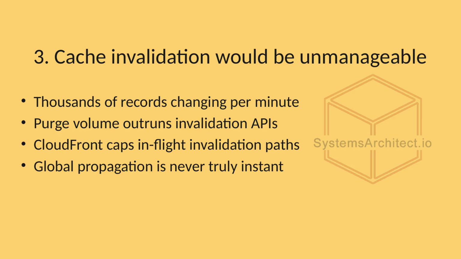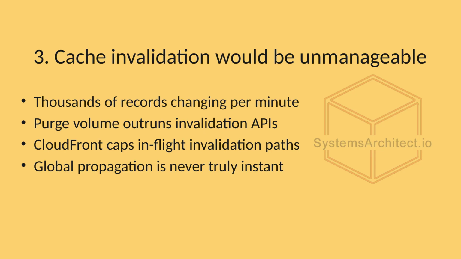3. Cache invalidation would be unmanageable. Some platforms change thousands of records every minute. That purge volume outruns what invalidation APIs were built to absorb. When content changes faster than the cache can clear, caching adds bugs instead of removing them.